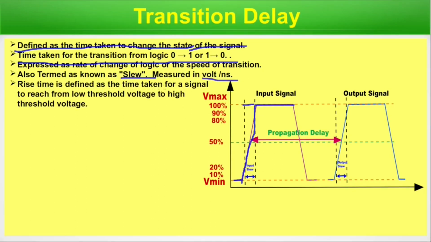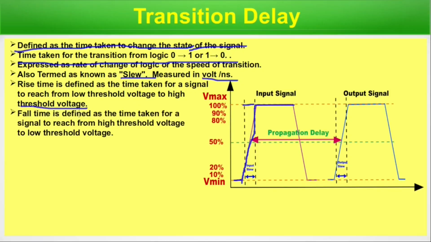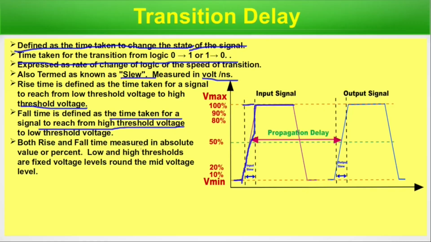Rise time is defined as the time taken for a signal to reach from low threshold voltage to high threshold voltage. Fall time is defined as the time taken for a signal to reach from high threshold voltage to low threshold voltage. And both rise and fall time are measured in absolute value or percent.